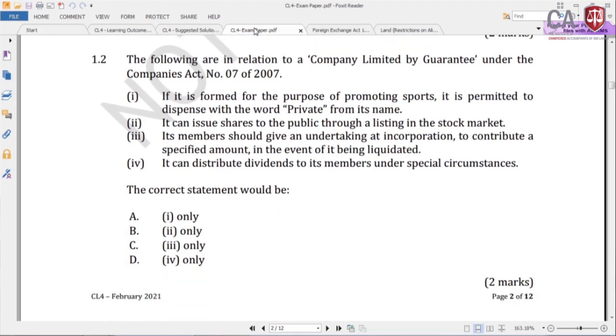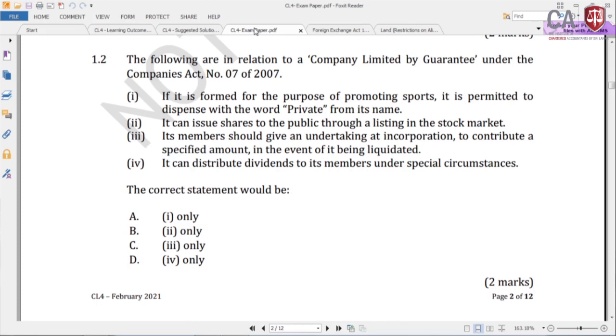Now let's go to the next question. The following are in relation to a company limited by guarantee under the Companies Act. Now you know what a company limited by guarantee is. So now let's see the statements here first of all.